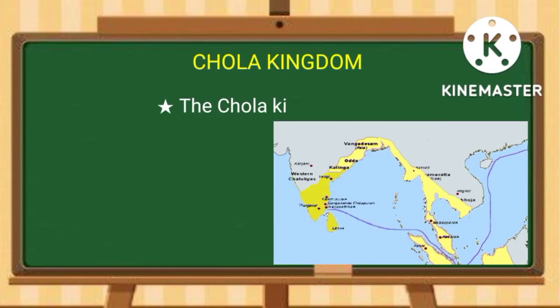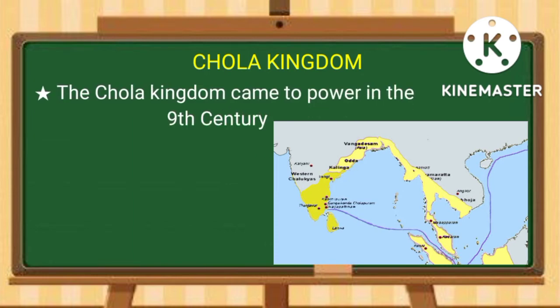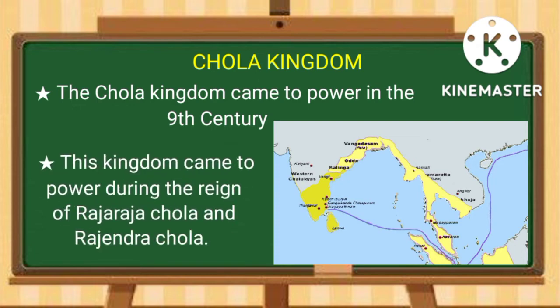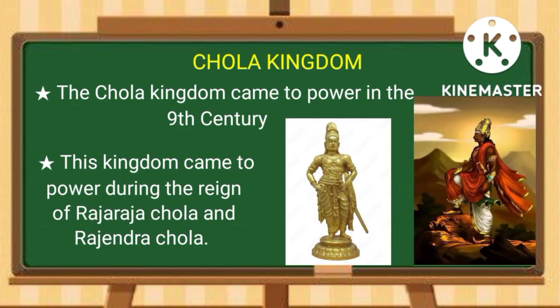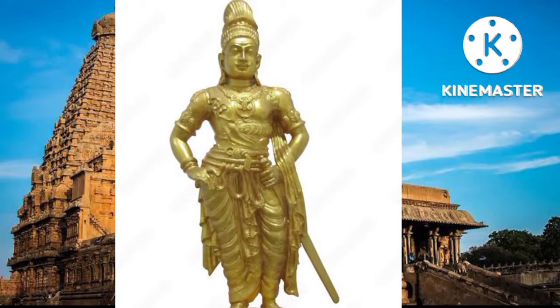So let's start with the Chola kingdom. The Chola kingdom started its growth from Tamil Nadu and became most powerful in the 9th century CE, during the reign of Rajaraja Chola and Rajendra Chola. Have you heard about the Thanjavur Brihadeeswara temple? This temple was made by Rajaraja Chola.